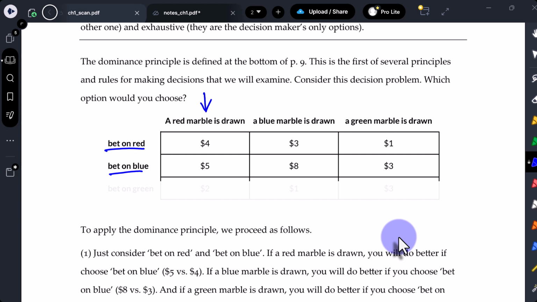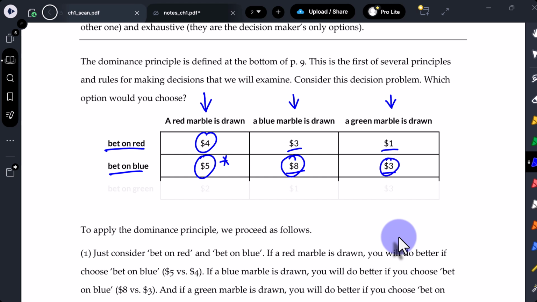If this happens, then if you bet on red, you get $4. And if you bet on blue, you get $5. So betting on blue in this situation is better. If a blue marble is drawn, you get 3 if you bet on red and 8 if you bet on blue. So again, betting on blue is better. And if a green marble is drawn, you get 1 versus 3. So again, betting on blue is better.